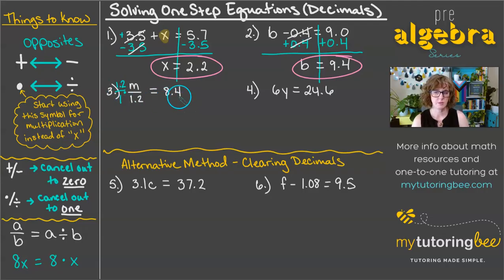Okay, and I need to multiply this by 1.2 as well. I'm going to write it underneath. Normally, if I was dealing with integers, I would write it to the side, but because I have double digits here for both of these, I want to write it underneath, so I can multiply that right here within the problem. Like we said before, we are going to cancel out these 1.2s, and then the m is going to be over 1, right? So m over 1 is just the same as m.